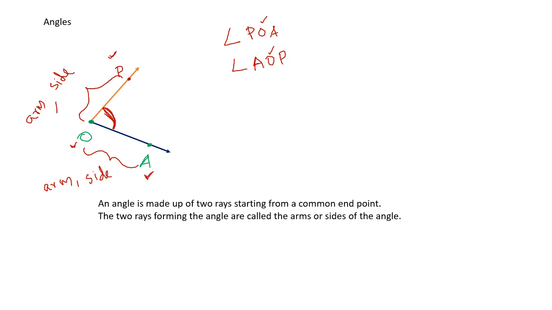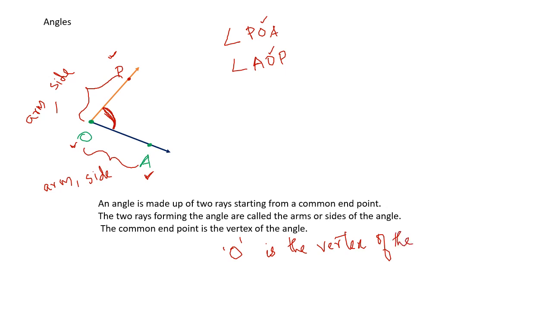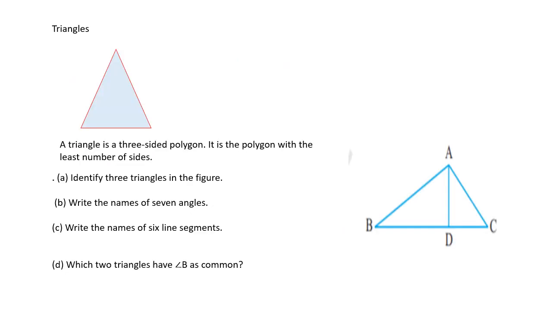So you understood what an angle is, how it is formed, and how you name an angle. And the common endpoint is called the vertex of the angle. In this case, what is the common endpoint? O. So here what will be the vertex? O is the vertex of the angle. So this much we have got.